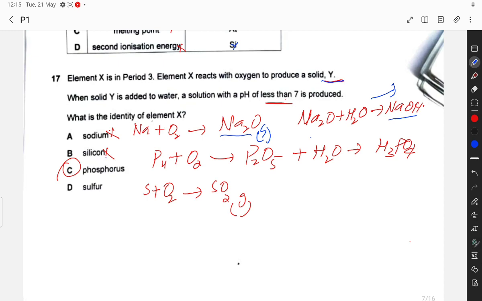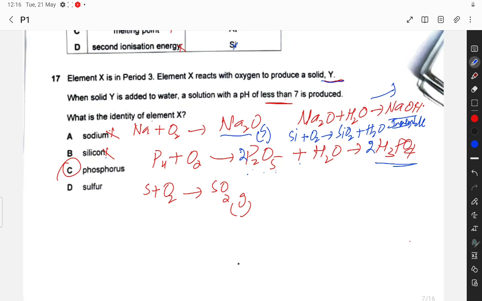Silicon also reacts with oxygen to form silica, and it is insoluble in water. So that's why it is also incorrect. Phosphorus could be the best option, because phosphorus reacts with oxygen to form phosphorus pentoxide, which dissolves in water to form phosphoric acid. So that's why phosphorus is the best option.